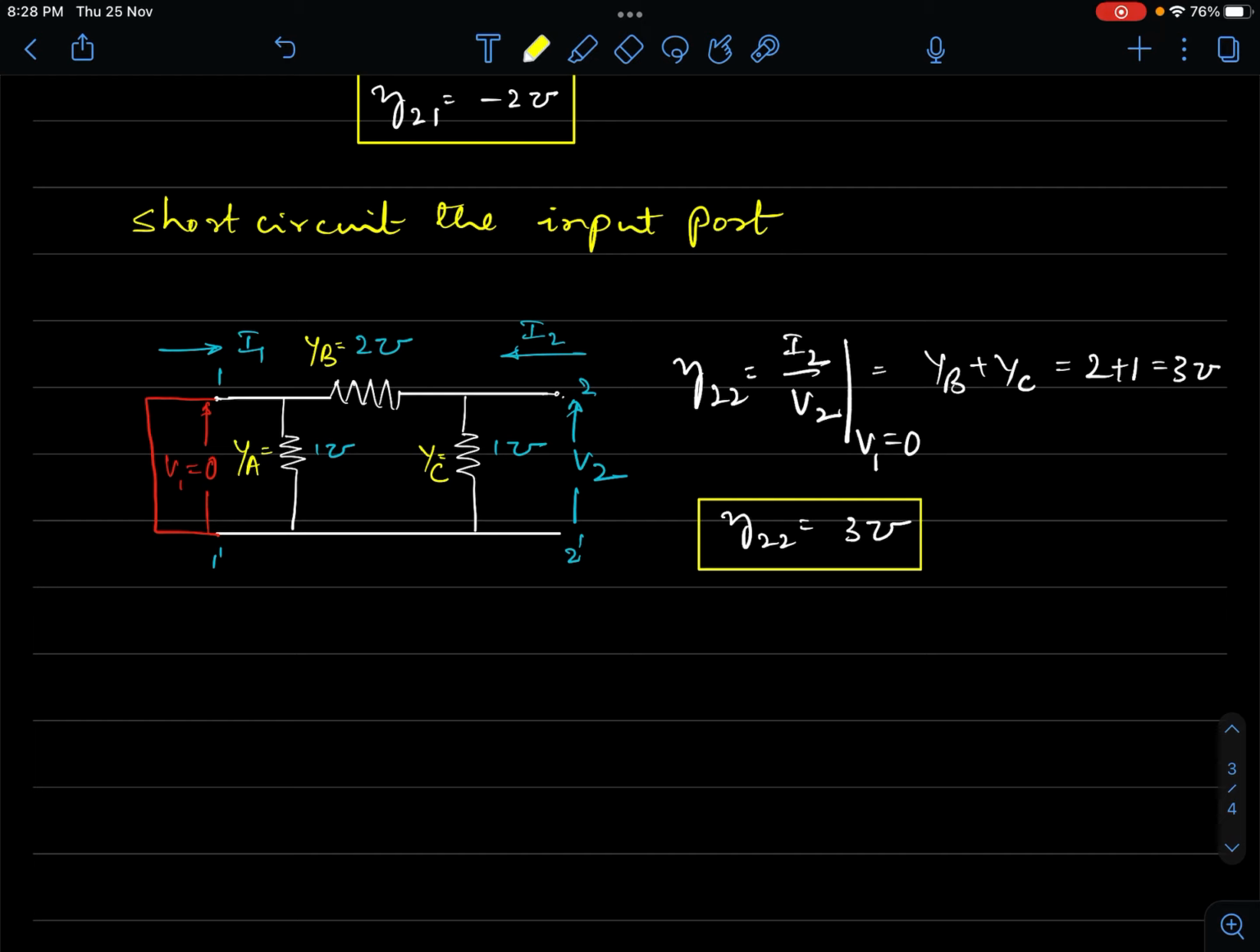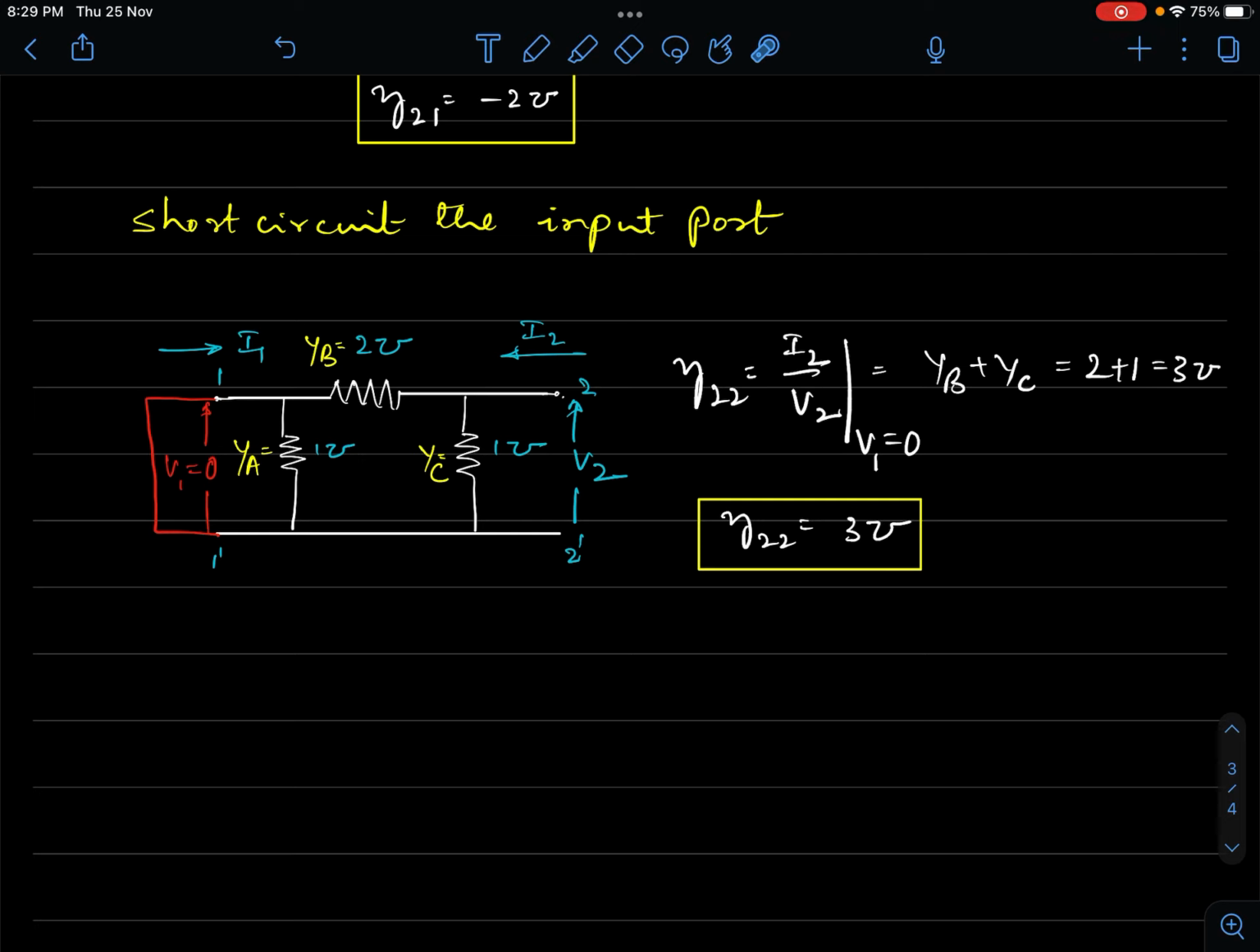Okay, now the fourth parameter that we need to determine is Y12, right? That is the thing that is left out. What is Y12? Y12 is I1 to V2 with V1 equal to 0. Okay, V1 we have made 0. So we have to find out what is the magnitude of I1, and I1 to V2 ratio we will have to find out, right? So what is I1 now? If you look at the circuit diagram, this is where one has to be a little careful. So I2 will split into two. One current will flow via this, the other current will flow via YB. Whatever current flows via YB will flow out of the port via 1 dash, and come back to the supply.